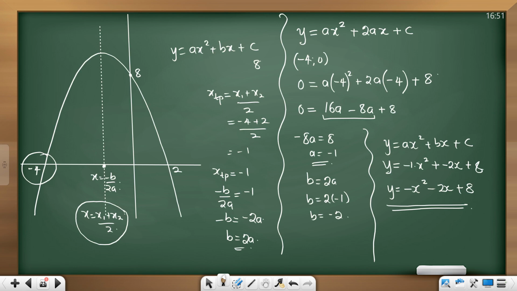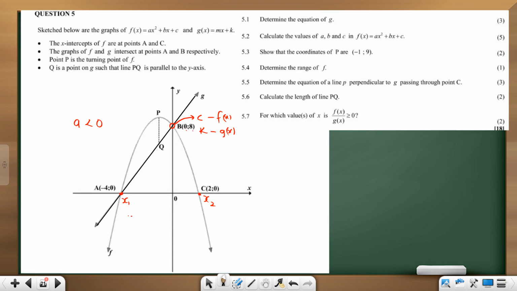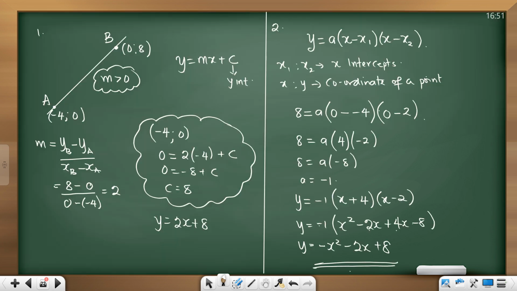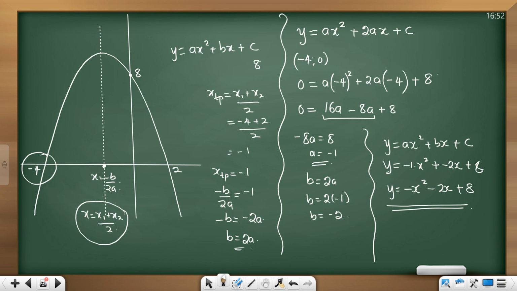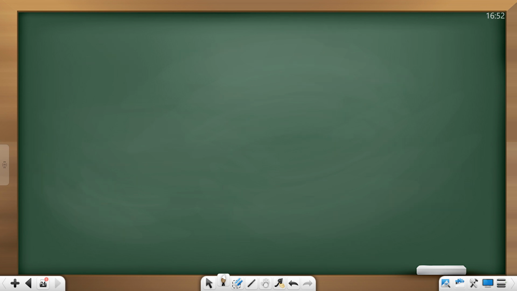Let's look at the third question. What are we looking for? Show that the coordinate of P is -1 and 9. What is P? Turning point. Already I got my -1, right? So how do I show that the coordinate of P? Let's just find the turning points quickly. What's my equation? y equals -x squared.